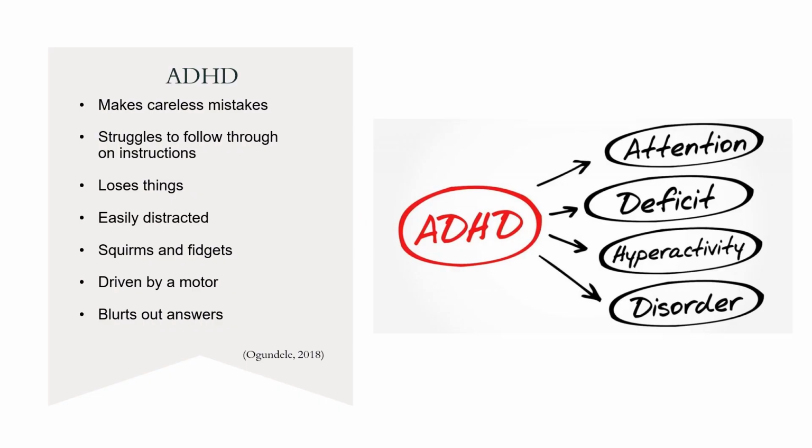Let's look at ADHD. This is probably the one that we hear most about in our classrooms today. It's overdiagnosed for some and underdiagnosed for some as well. It can be characterized as making careless mistakes, struggling to follow through on instructions, loses things, is easily distracted, squirms and fidgets in their seat, acts as if they are driven by a motor, and may blurt out answers even though we have given them instructions not to do so.